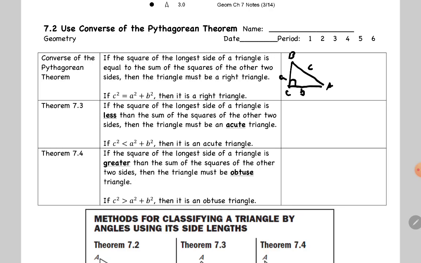If c squared is less than a squared plus b squared, then it is an acute triangle. That means all the angles are smaller than 90. And if c squared is greater than a squared plus b squared, then it's an obtuse triangle. That means it has an angle larger than 90. Not all the angles, but just one.